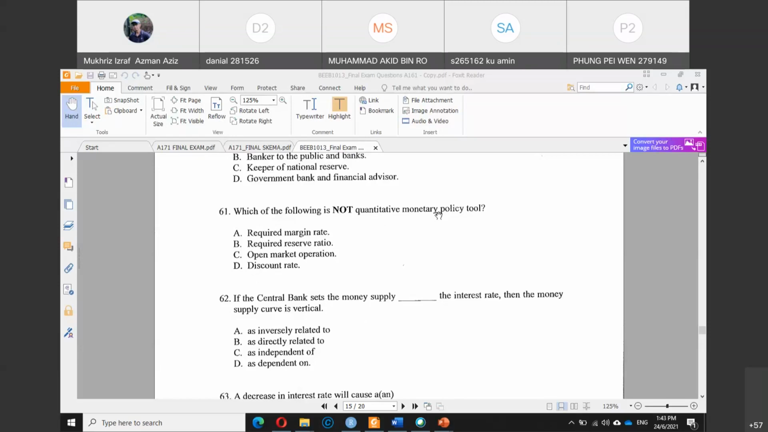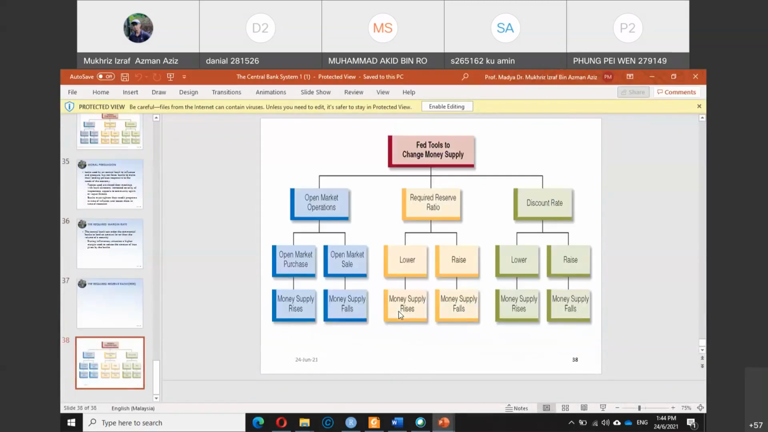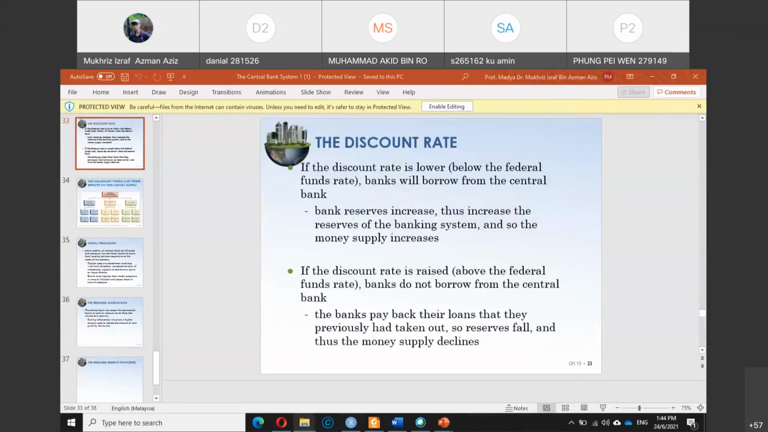So I see some of you are choosing A. Correct. So the answer is A, required margin rate. This is not part of quantitative monetary policy tool. So B, C, and D are part of the components. Again, if you're not sure, go back to your slides. I think this is defined quite clearly in your quantitative monetary policy tool. So you can check that.